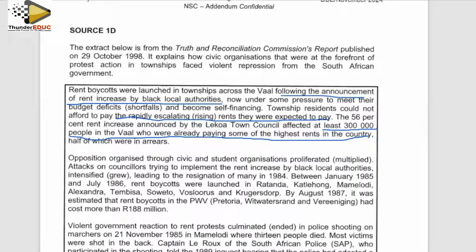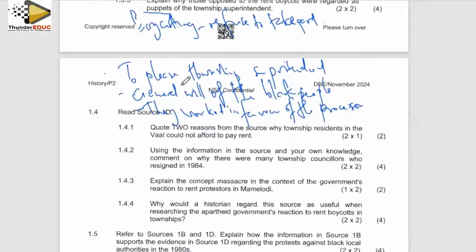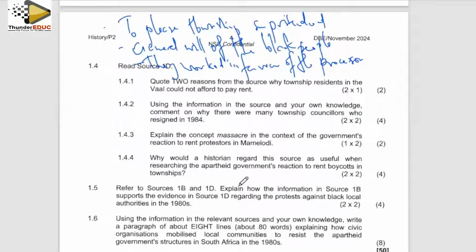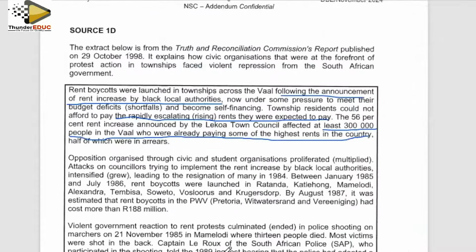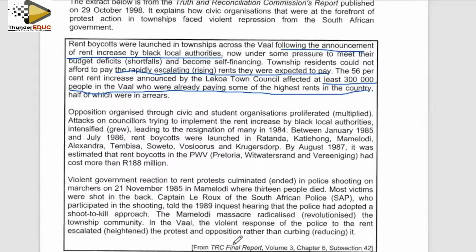Right, it's an extraction question. The reasons, we find them from the source. We got the next question. Using the information in the source and your own knowledge, comment on why there were many township councillors who resigned in 1984. But let's try to check and get the context of local councillors resigning.